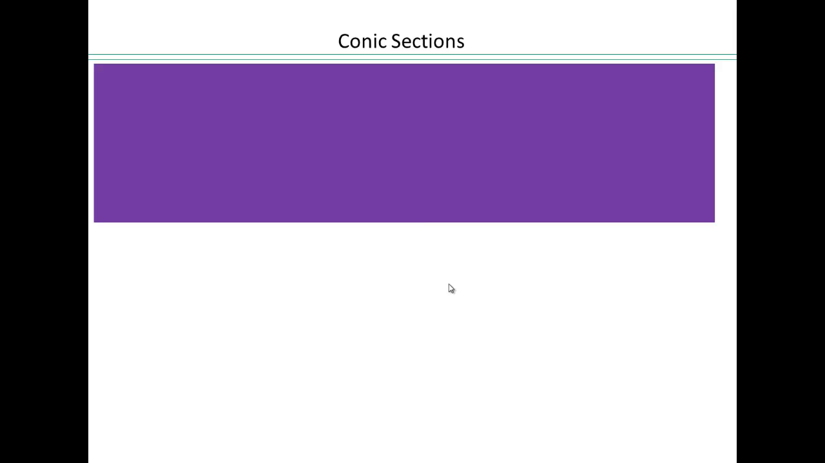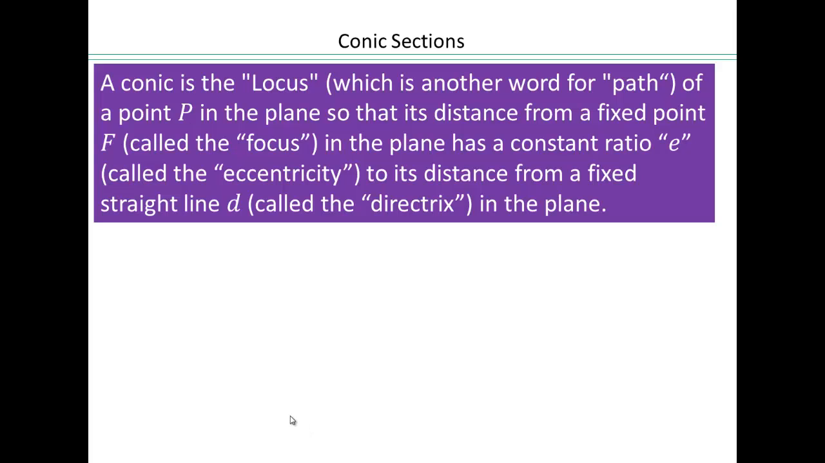So another way people think of conic sections is a geometric definition. This might be hard for you to understand, but we'll take an example and then that might make it clear. So in this way, a conic section is really the locus of all points P. Locus just means all the points P that satisfy the following condition: that its distance from a fixed point called focus in the plane has a constant ratio to the distance from a fixed straight line called the directrix.